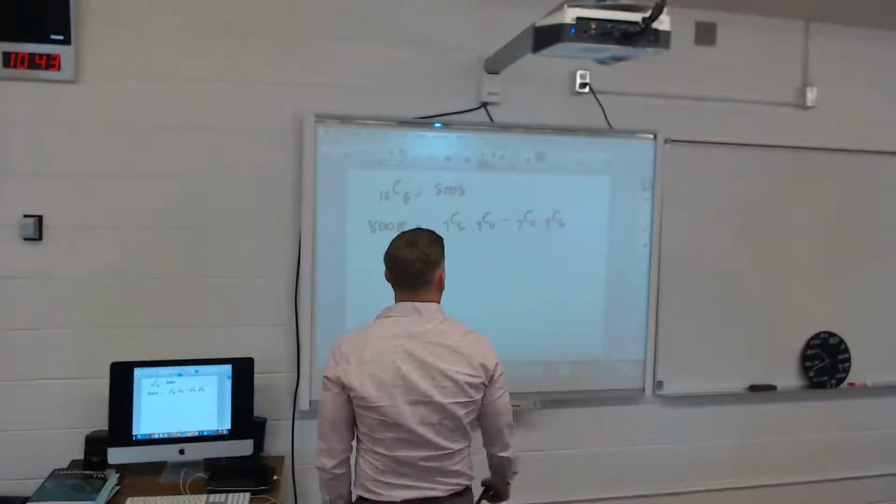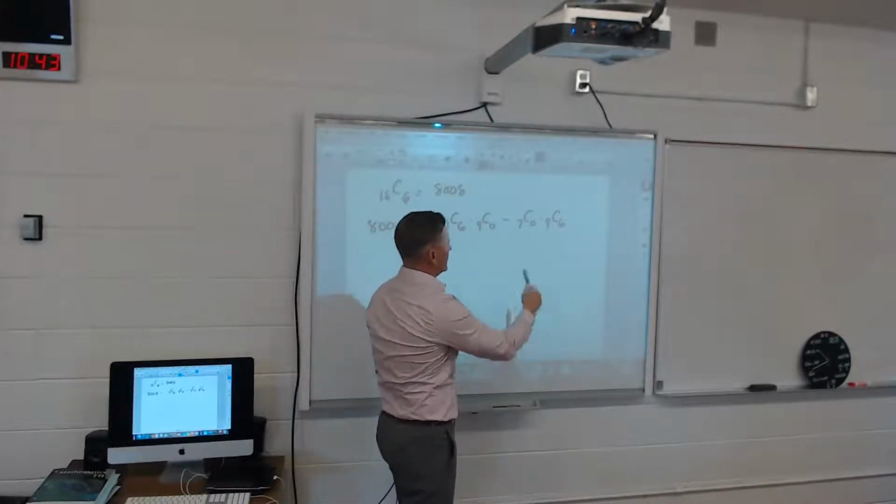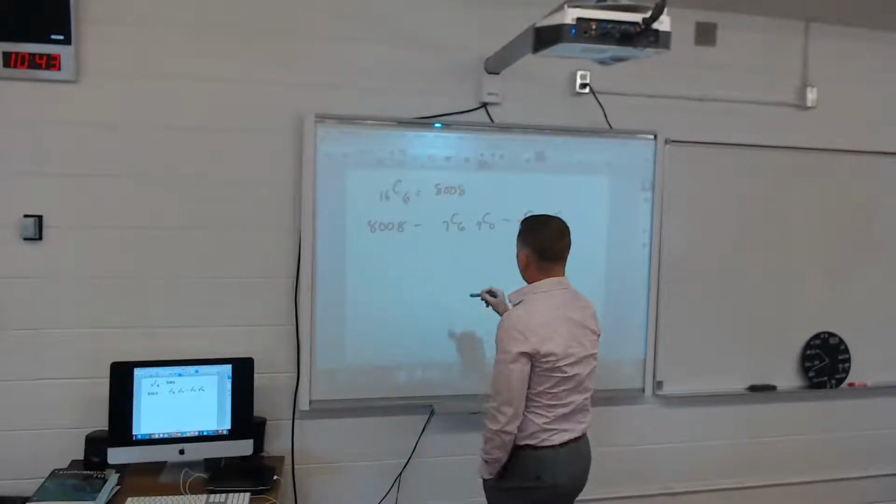Okay? So here's what I have then. 8,008, subtract 7C6, subtract 9C6. What do I get? Now I want your calculators working.